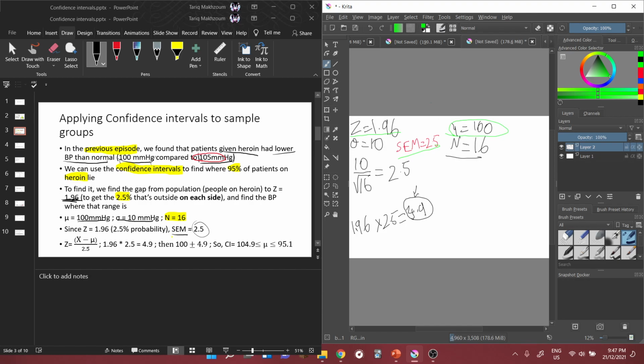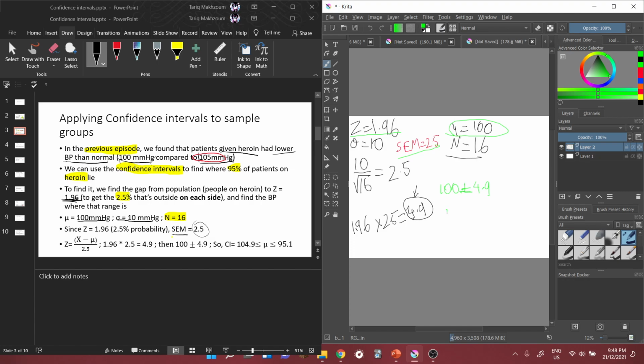Okay, and it's the distance from the mean where 95% of the results are going to be inside the distance. Okay, and so to find the interval itself, what we're going to do is take 100, and then add 4.9 and subtract 4.9. Now we can actually do both in one symbol, which is this. Right, now this isn't actually available on calculators, so you can't do both operations at once.